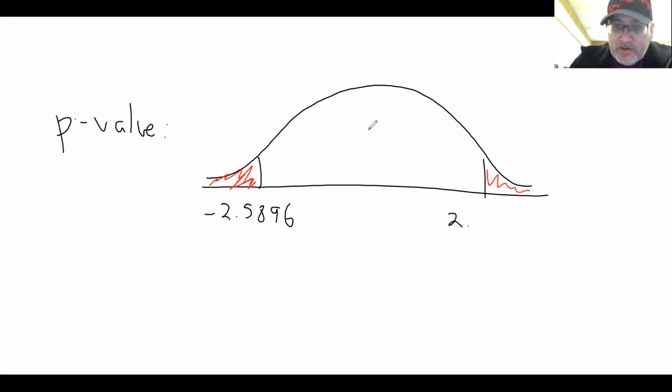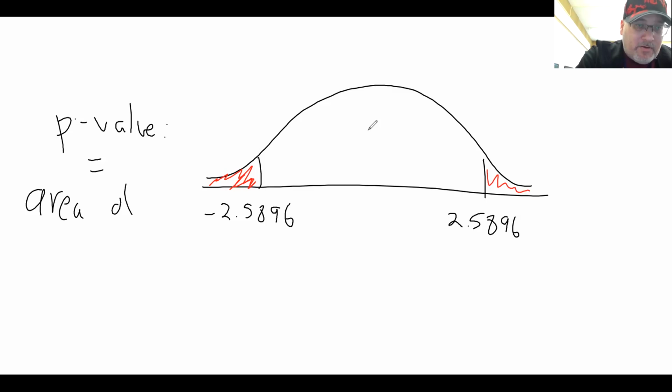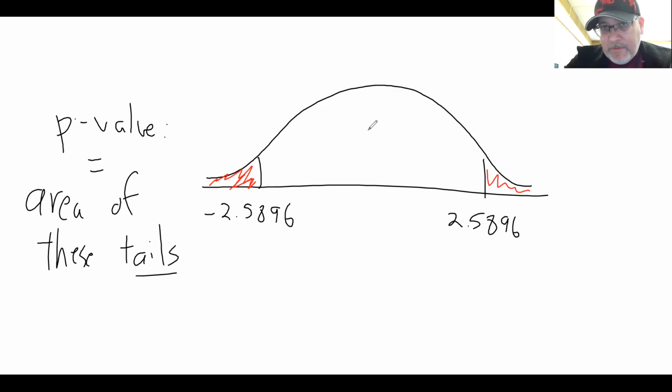So 2.5896. So the p-value will equal the area of these tails. Because of symmetry, we really only need to find the area of one of them, and then we can double it. But we're doing a t distribution. These are t's. And remember that our degrees of freedom was 21.